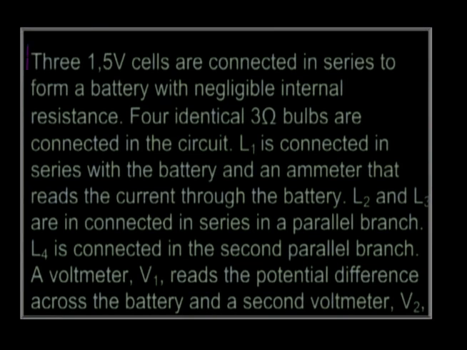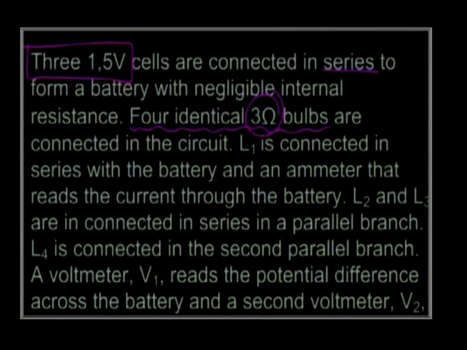They tell us that we have 3 1.50 volt cells. All right, these cells are connected in series. Series meaning that they will be connected one next to the other. They have negligible internal resistance. We have 4 identical light bulbs, and these light bulbs have a resistance of 3 ohm each. Now remember, they are identical, so all 4 of them will have the same resistance.